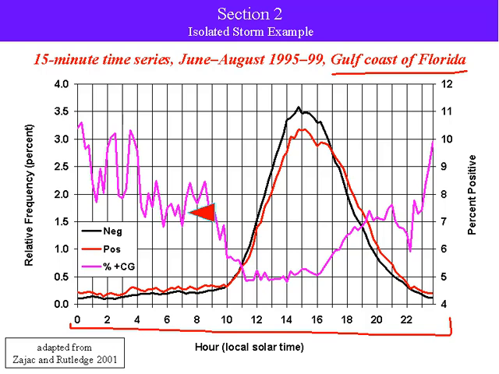What we see here is that the relative frequency of both negative and positive CGs begins to increase around 10 a.m., which is when storms begin to form. Throughout most of the day, as the storms are building, the relative frequency of negative strikes, indicated with the black line, is greater than the relative frequency of the positive strikes, indicated by the red line. This is because the storms are forming, and we have predominantly graupel particles at mid-levels, and therefore mostly negative CGs.